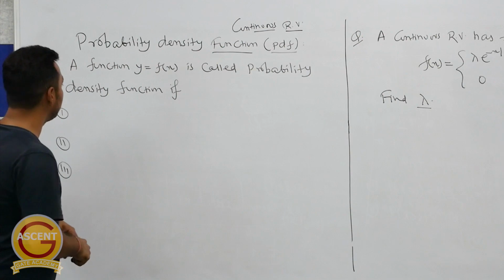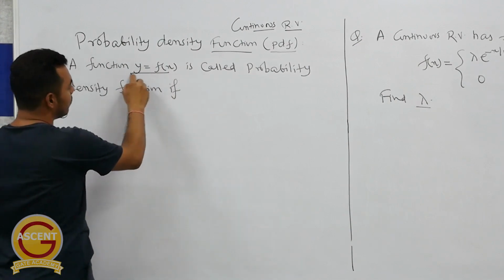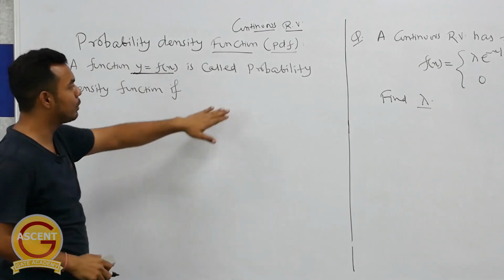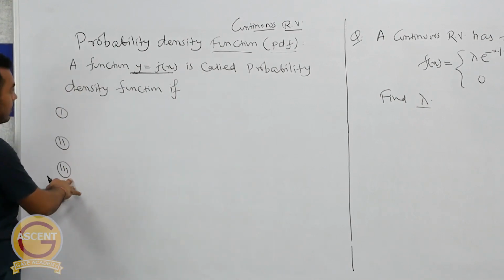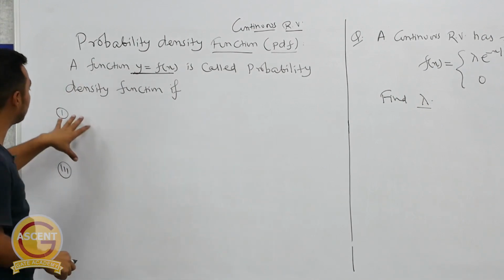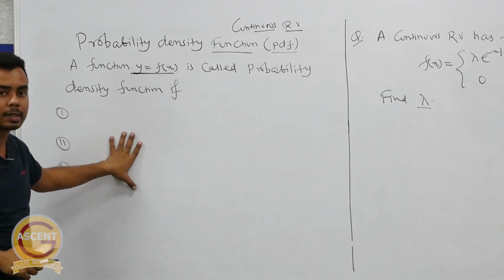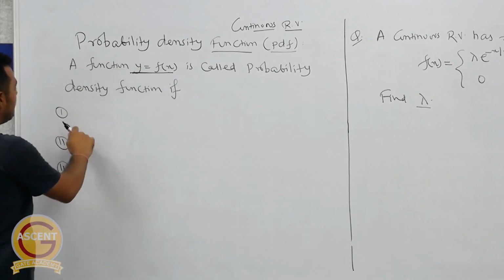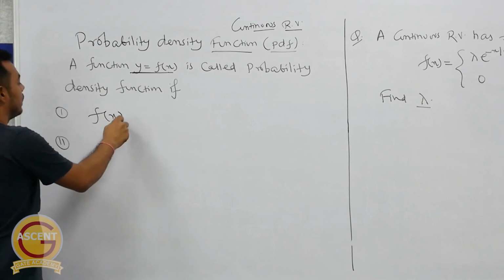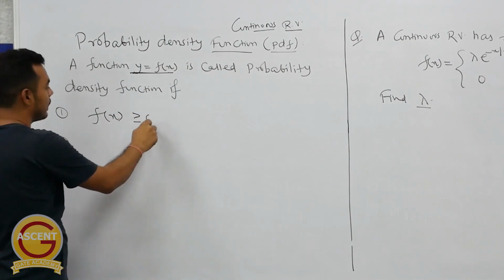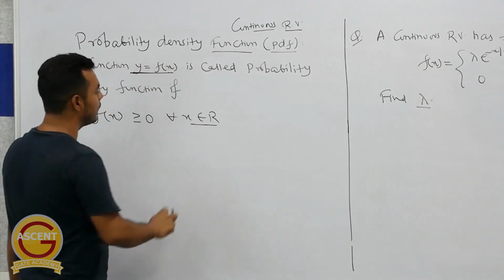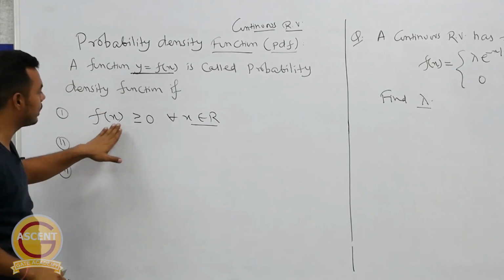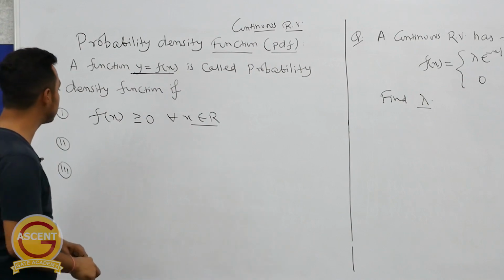Now the definition of probability density function is: a function y equals f of x is called a probability density function if it satisfies three conditions. The first condition is that f(x) has to be a positive function. f(x) is greater than or equal to 0 for all x belonging to the real numbers. So f(x) is always positive whatever be the value of x. This is the first condition.